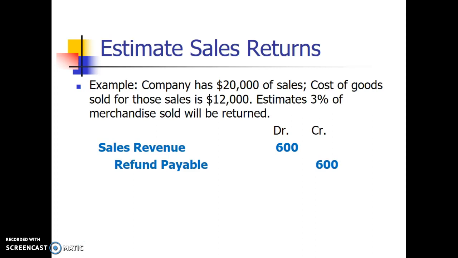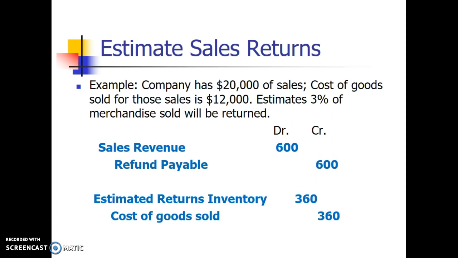Now, the other piece is we have to adjust our merchandise inventory. So there's goods out there in the hands of our customers that are going to come back to us. And so we need to reflect that as merchandise inventory. Plus, we need to take it out of cost of goods sold because it's not really sold. So 3% of the 12,000 will give us 360. So we feel there's 360 of merchandise out in the hands of customers that's going to be brought back to us. So we're going to make a second entry.